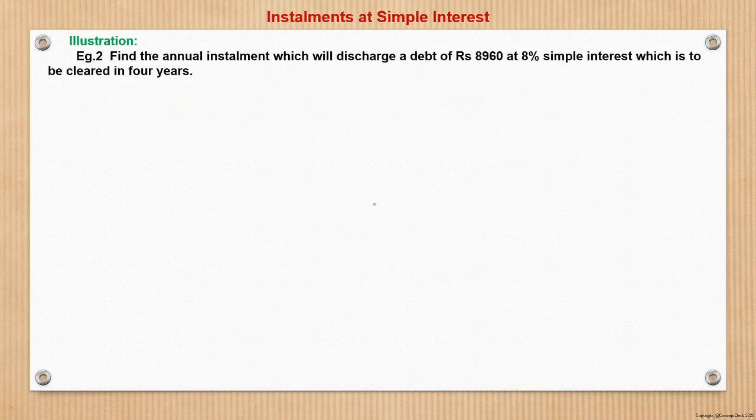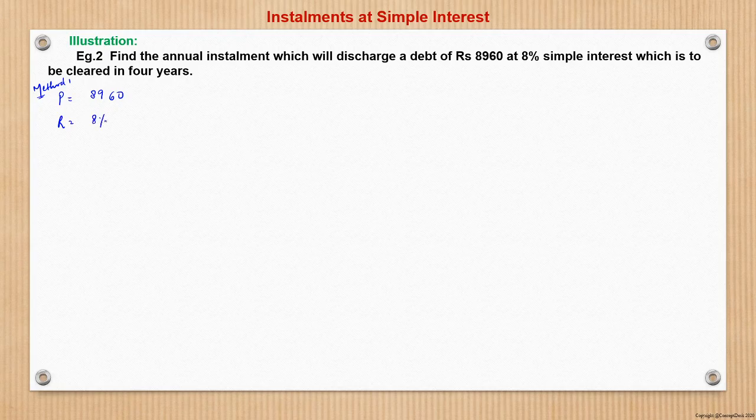So let us see. Now again, find the annual installment which will discharge a debt of rupees 8960 at 8% simple interest, which is to be cleared in 4 years, right? So the question says find the annual installment. We have to find the installment amount which will discharge a debt of 8960. So the debt means the principal amount is 8960. Let us solve by method 1.